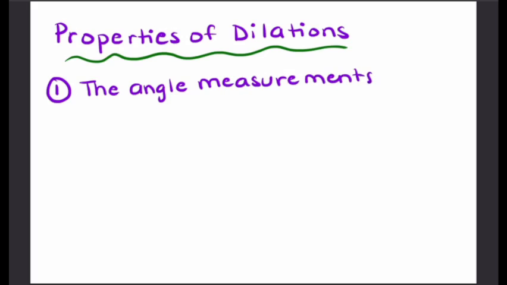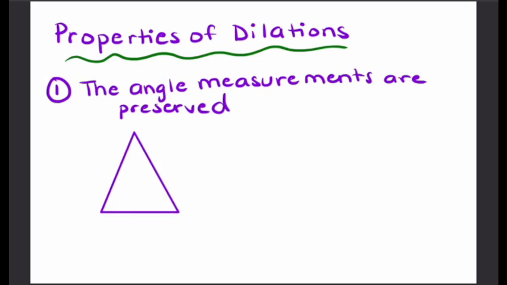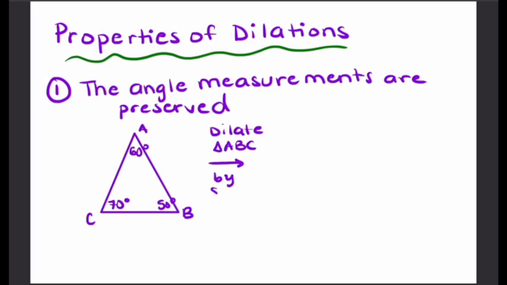So for example, if I have a triangle, and let's say this is my triangle ABC, and let's say the measurement of C is 70, B is 50, and 70 plus 50 is 120. So this would have to be 60. Sorry, I was adding up the three angles because we know the three angles in a triangle always add up to 180. So now let's say I decide to dilate that triangle.